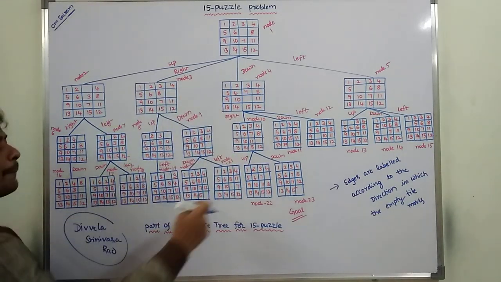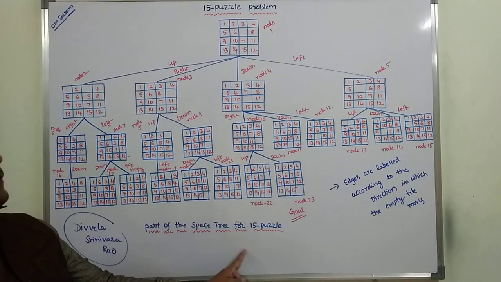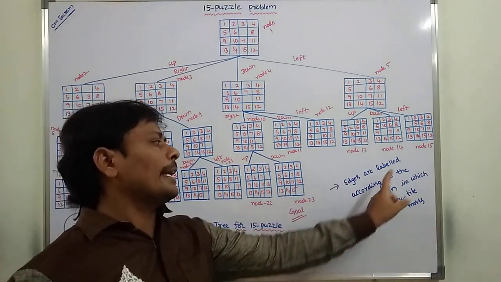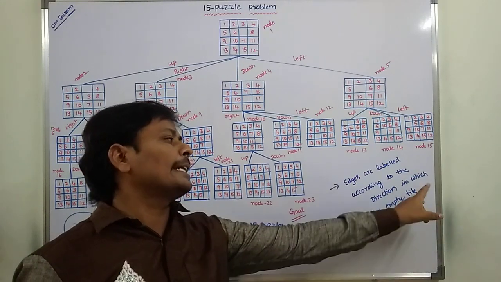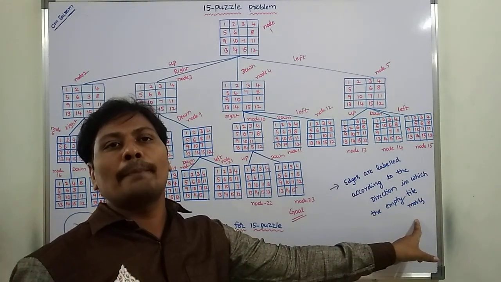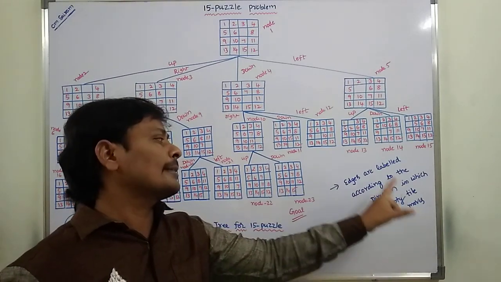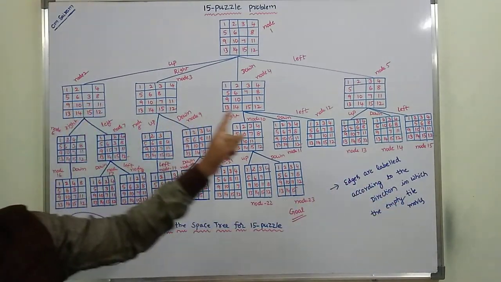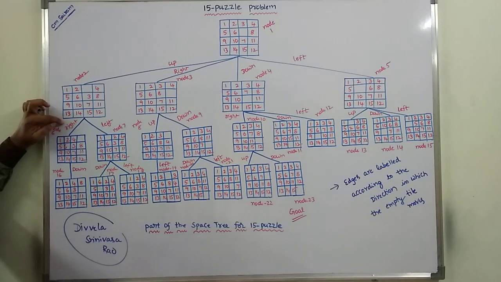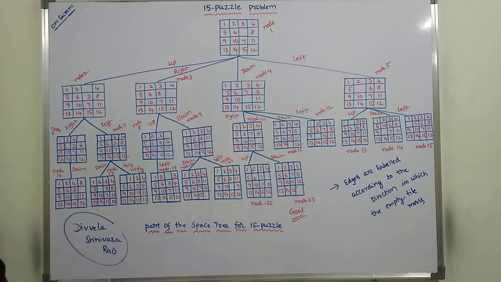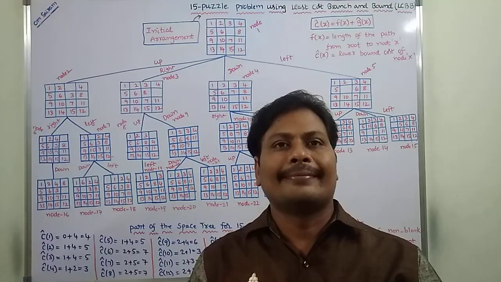This is only a part of the state space tree for the 15 puzzle. Next, here edges are labeled according to the direction in which the empty tile moves. Based on the empty tile move, what directions are possible? Based on the directions, we write the edges. On the edges, the direction in which we have to move the empty tile can be shown. Okay.